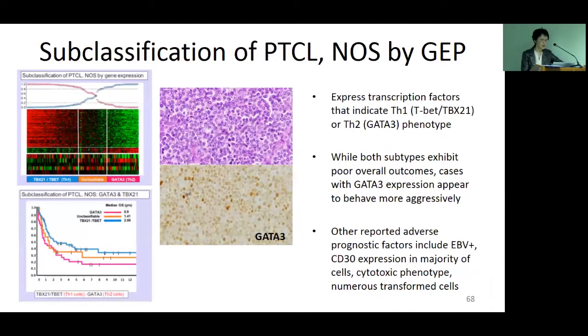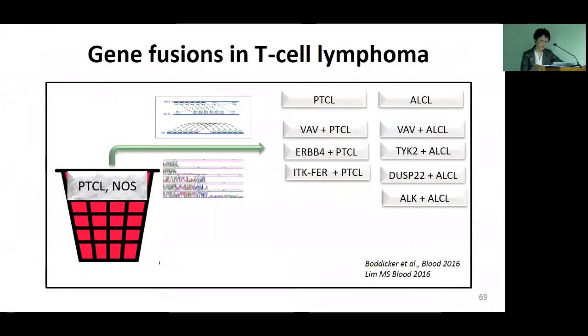WHO. Now, again, I mentioned that T-cell lymphoma, NOS, still represents a wastebasket category, but a couple of studies have shown that if you use a NanoString-based gene expression profiling approach, you can distinguish two large groups within the NOS category. One that shows a Th1 phenotype, the other one a Th2 phenotype, and the Th2 phenotype tends to behave more aggressively. So I think we're going to hear more about this potential subclassification scheme from the LLMPP.